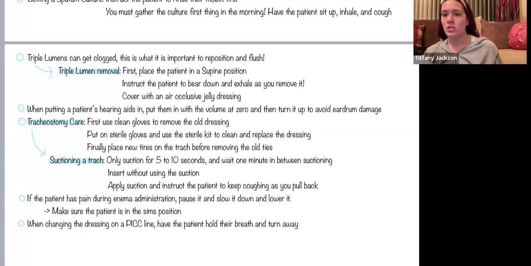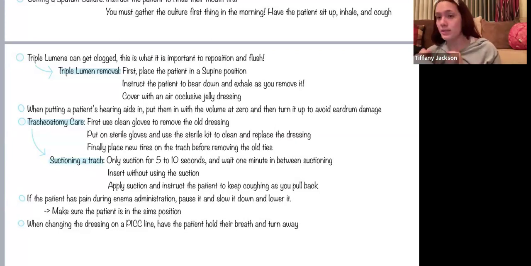When caring for a patient with trach, when we are replacing the dressing, we're going to use clean gloves to remove the old dressing. After the old dressing is off, then we can put our sterile gloves on. This is because that dressing is old, that dressing is soiled, that dressing is not sterile. So we should be using clean gloves to remove the old gunky dressing. And then when it's time to put on the new sterile dressing, we're going to put on our sterile gloves. We're also going to use a sterile kit to clean.